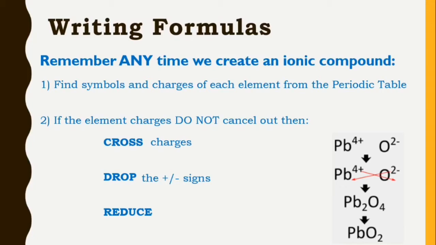And then this last step doesn't always happen, but if possible, we need to reduce those subscripts. So because that 2 and that 4 down here could be divided by the same number, 2, we do that. 2 divided by 2 is 1, which we don't have to write, and 4 divided by 2 is 2. So that's our cross, drop, reduce. That's all we gotta do if we see something like lead oxide: go find the symbols, find the charges, and cross, drop, reduce.